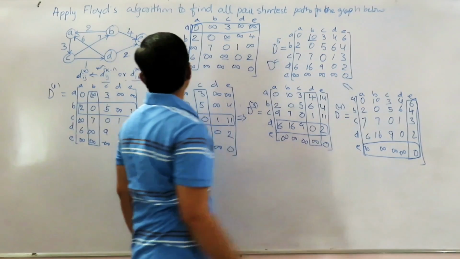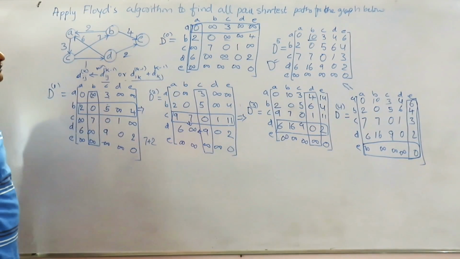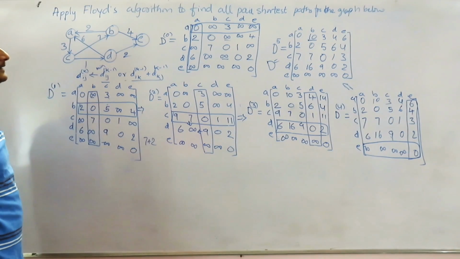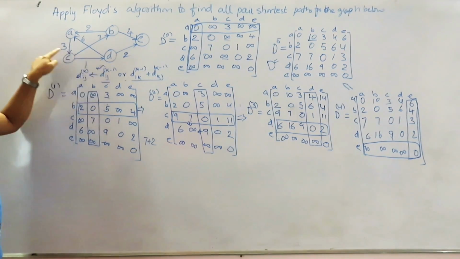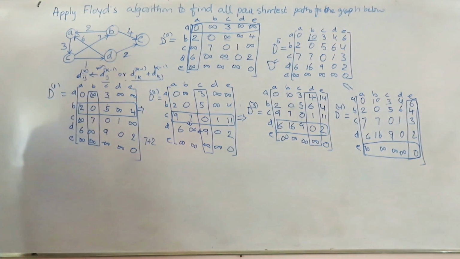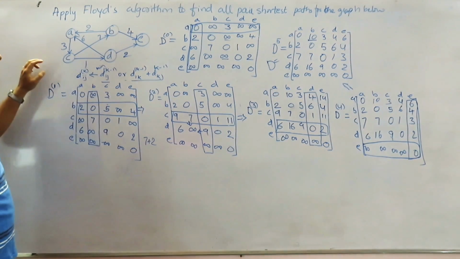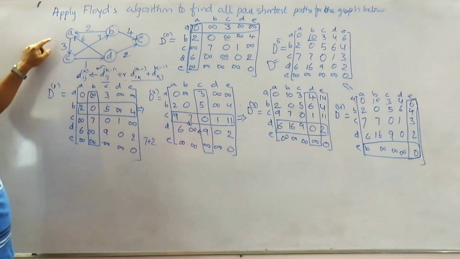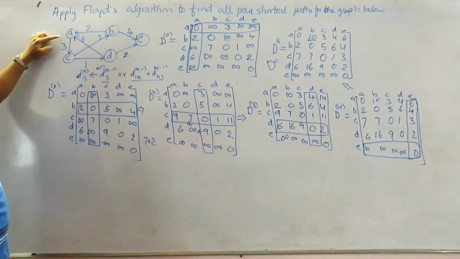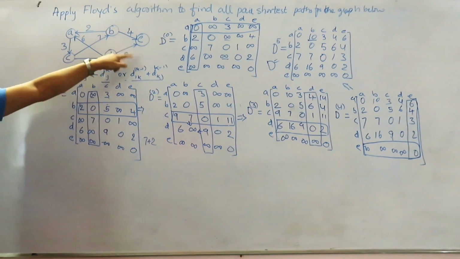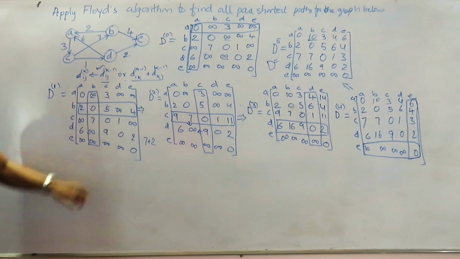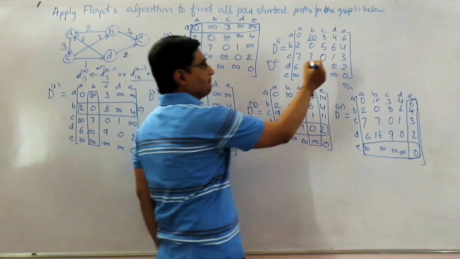A to C, there is a direct path. Nothing is changed. A to D, it is saying that 4. A to C, C to D, 3 plus 1. There is a path. Yes, right. A to E, it is saying that 6. Is there any path? Yes. A to C, C to D, D to E. 3 plus 1 plus 2, that is 6. Yes, it is also right.